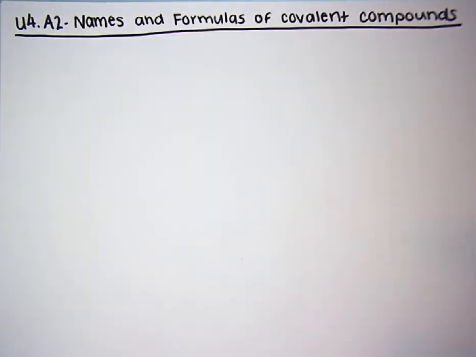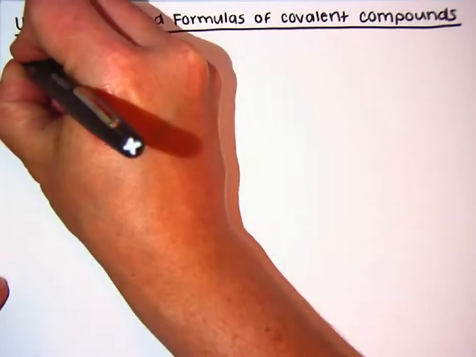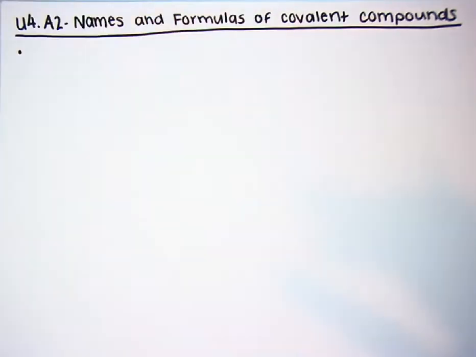In this lesson, we're going to go over how to write the names and formulas of covalent compounds. So far, everything we've done is ionic. Ionic compounds are formed between a metal cation and a non-metal anion. Covalent compounds are formed from a group of non-metals that share electrons. So since we don't have any ions, we need a new way to indicate the number of atoms.